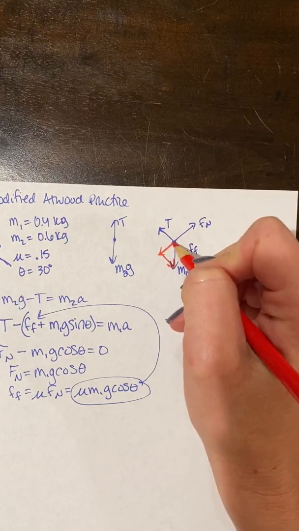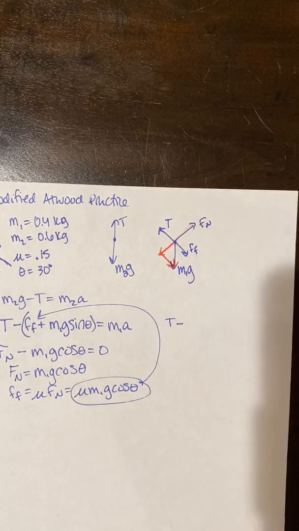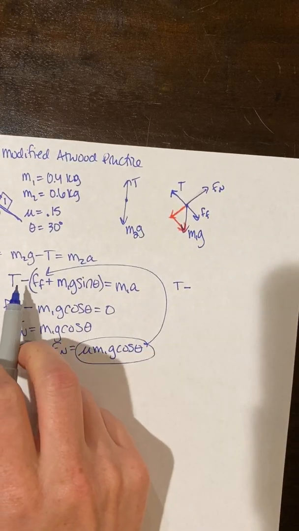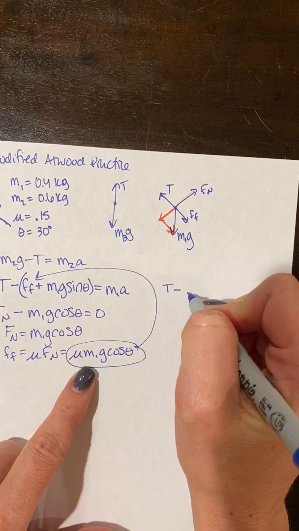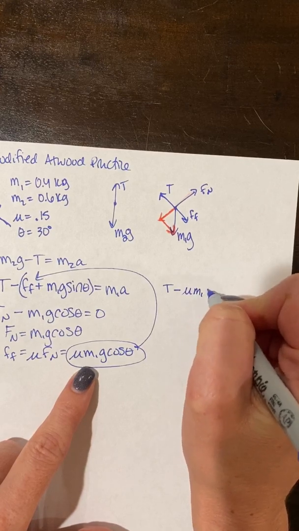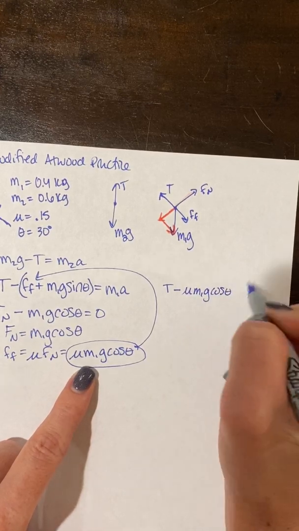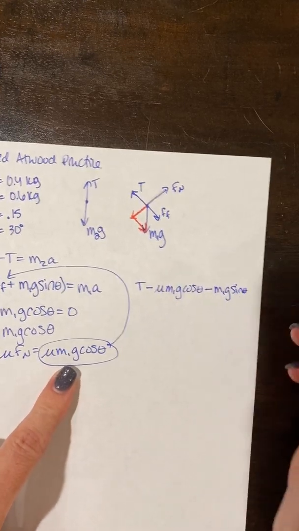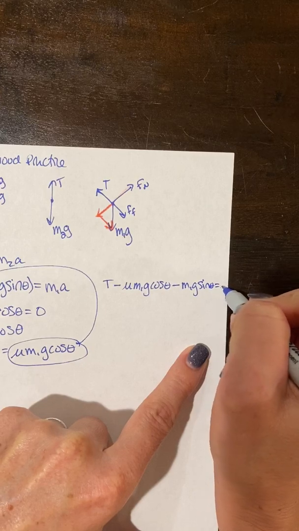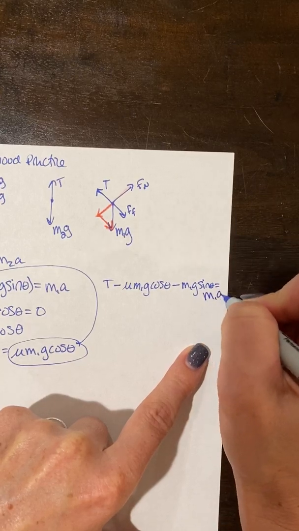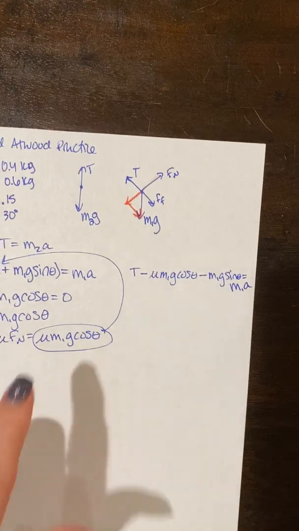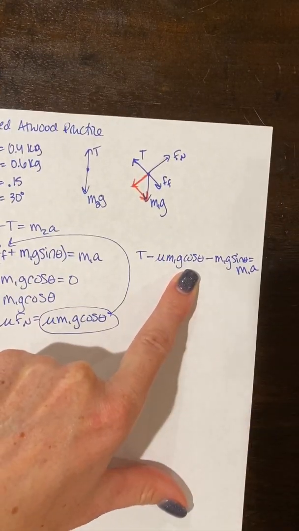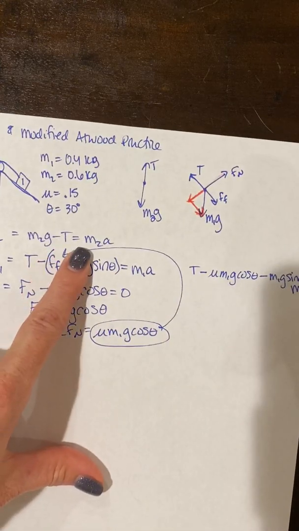And then I have this component of my mg acting opposite of my force normal. All right, so I'm going to distribute this negative. So minus my frictional force, which we figured out to be m1g cosine theta, minus m1g sine theta is equal to m1a. So we got our two equations that have two unknown variables, my tension and my acceleration.